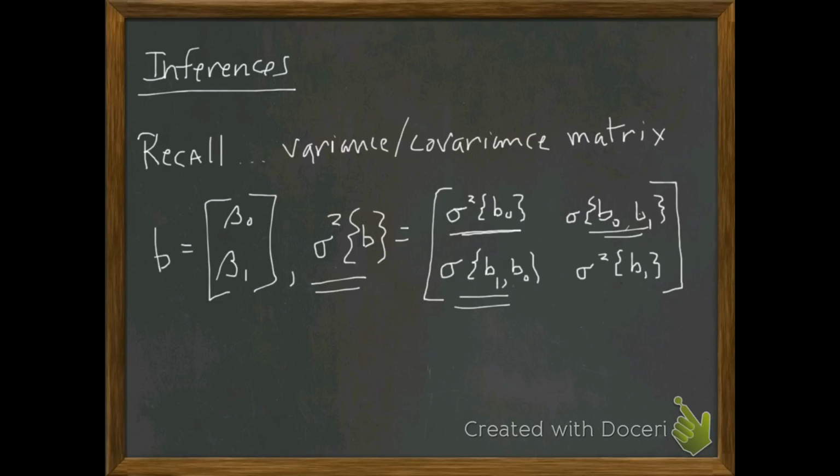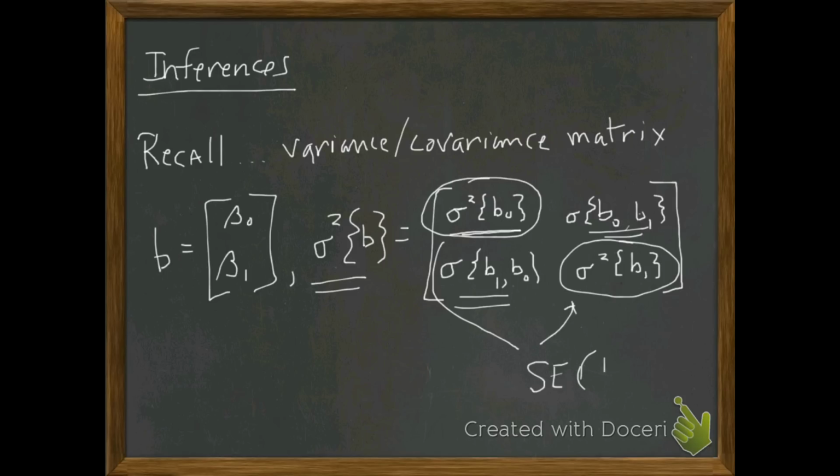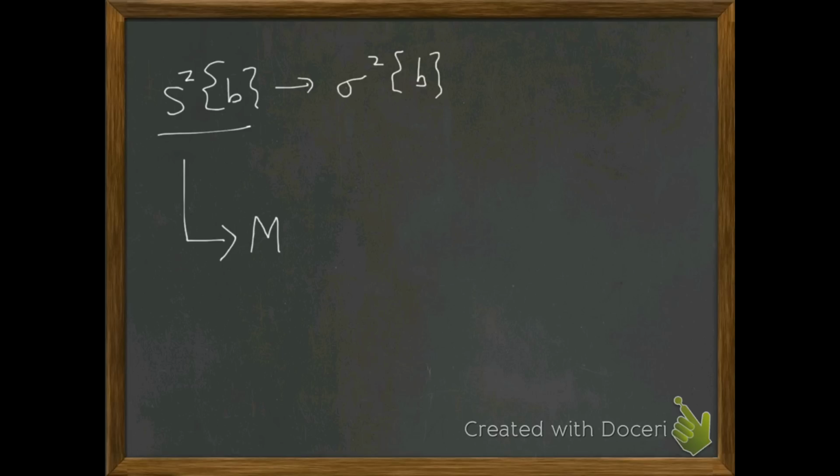But what we typically are interested in are these values right here. The reason being is these values are very important in the inferential part because they give us the standard errors for our B0 and our B1. And again, remember, you've got to take the square root of the values on the diagonal or you're going to miss the problem. So guys, we use S squared beta as an estimate of this, and this right here, as we've seen before, can be found by taking the mean square error times the inverse of x transpose x.